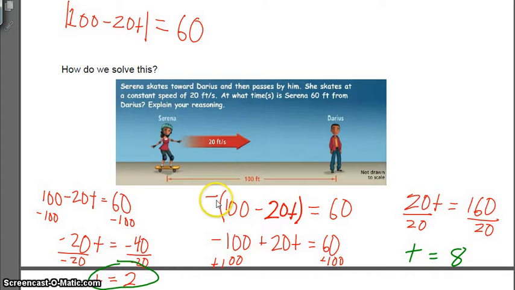Then if I take the negative, I'm going to apply that opposite, or that negative, to everything inside these parentheses. So I get negative 100 and a positive 20t. I add 100 to both sides to get rid of that constant value. I end up with 20t is equal to 160. I divide by 20 on both sides, and I get a time of 8 seconds. So after 2 seconds or after 8 seconds, she will be 60 feet away from Darius.